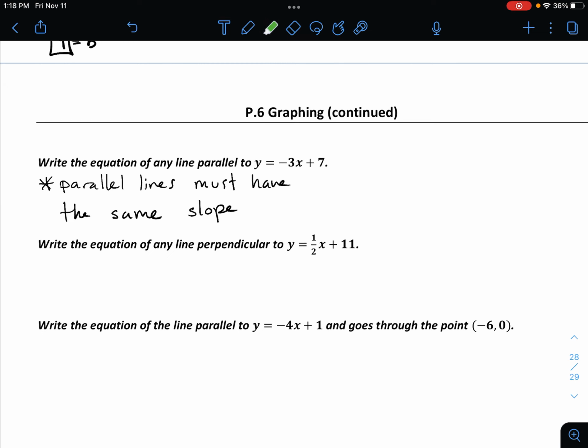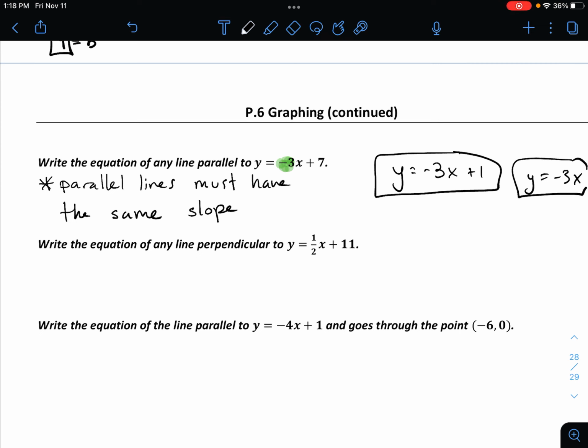All right, so I look in this equation and I see that my slope is -3. So -3 is the slope of this line, so I can write the equation of any line. y equals -3x plus 1 would work. You could do y equals -3x plus 0, that would work, right? You could do y equals -3x minus 10.261, right? You could do anything as long as it has the same slope, it's going to be parallel.